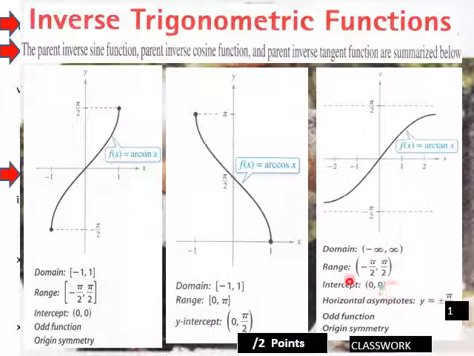Then the arctan: the domain is negative infinity to positive infinity, and the range is negative pi over 2 to pi over 2. The intercept is 0, 0. Horizontal asymptotes are y equals plus or minus pi over 2, one here and one here. It is an odd function because it is symmetric to the origin.